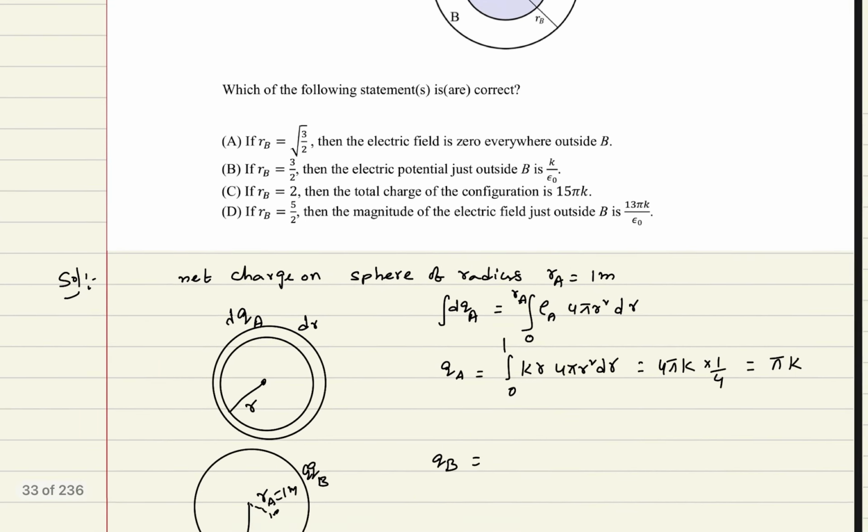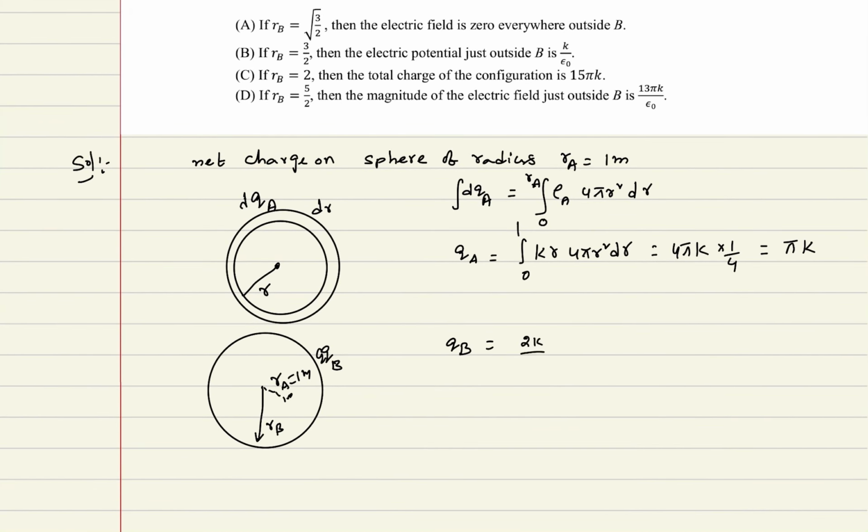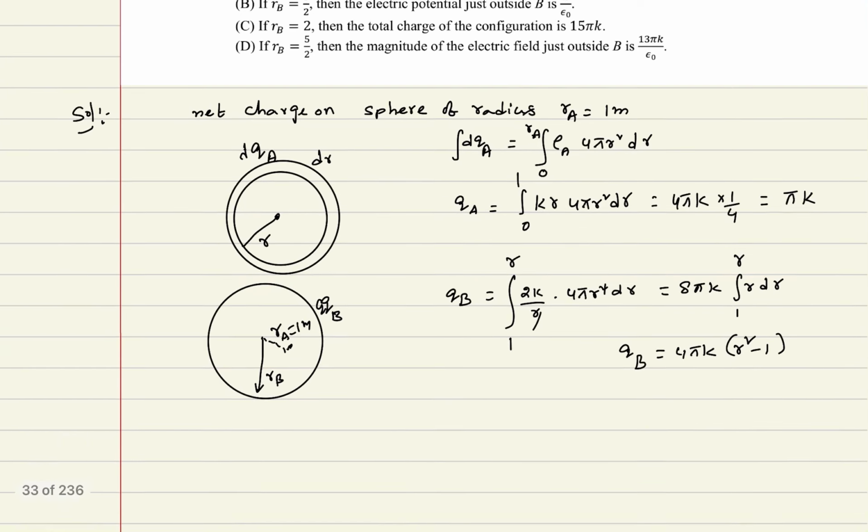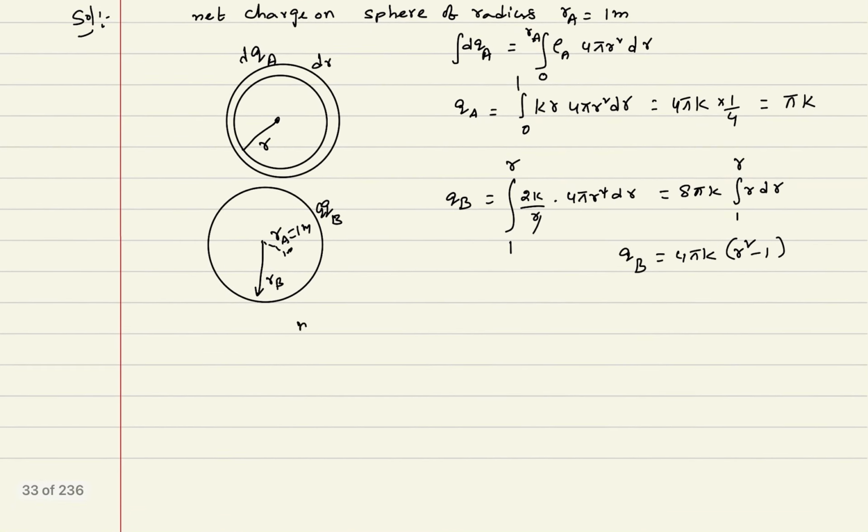So we can write Q_B is equal to the integral of the given density rho_B, 2K by r, into 4 pi r square into dr, with limits from 1 to R_B. Now substituting, we get 8 pi K, one r gets cancelled, and the integral of r dr from 1 to R_B gives r square by 2. So we get 4 pi K times (R_B square minus 1). This is the charge on the outer shell.